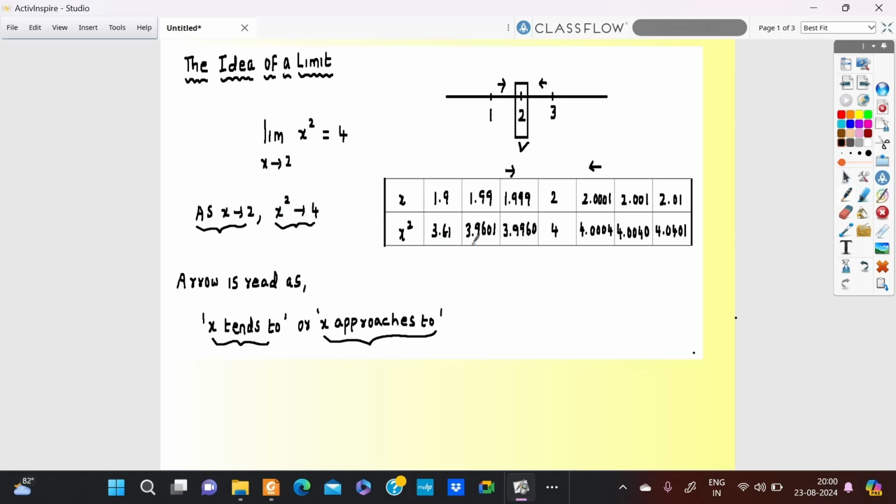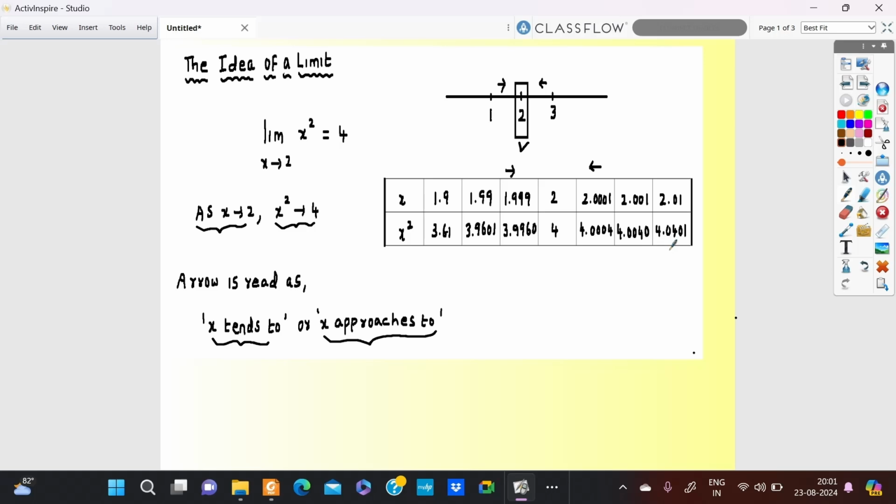In this direction, 1.9 square is 3.61, 1.99 square is 3.9601, 1.999 square is 3.9960, right? And it doesn't stop, it gets closer and closer to 4. I'm just choosing three numbers on either side, but it gets closer. And in the other direction, 2.0001 square, 2.001 square, and 2.01 square, you see the values of x square approach 4.